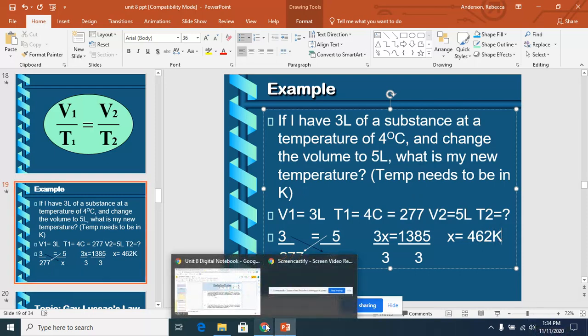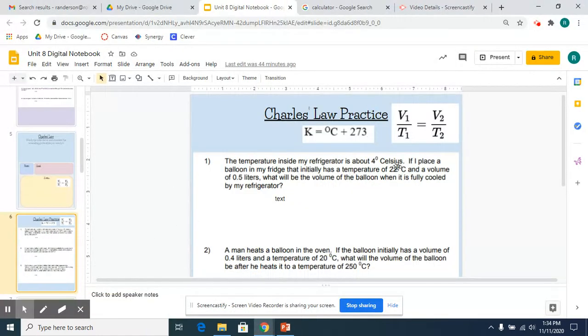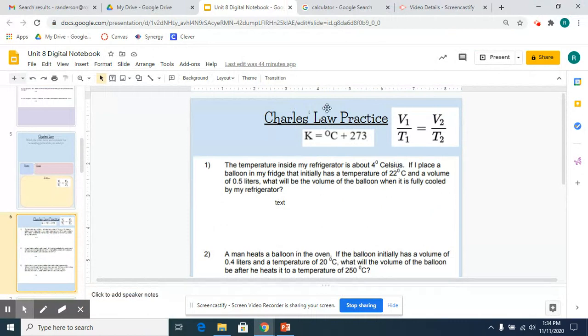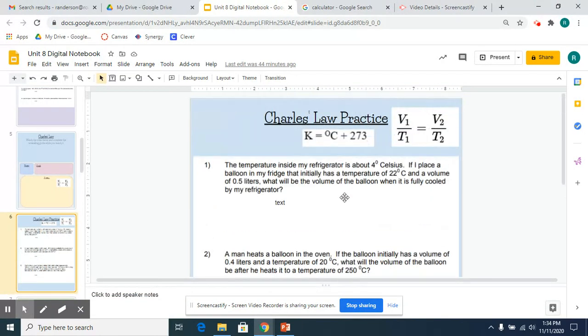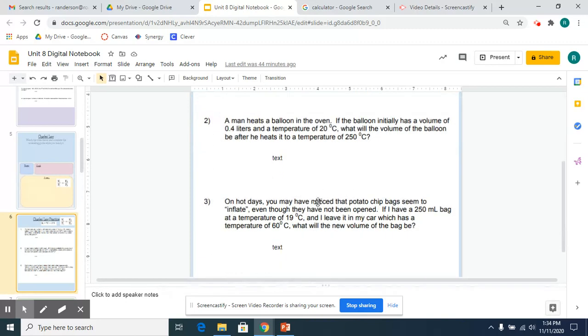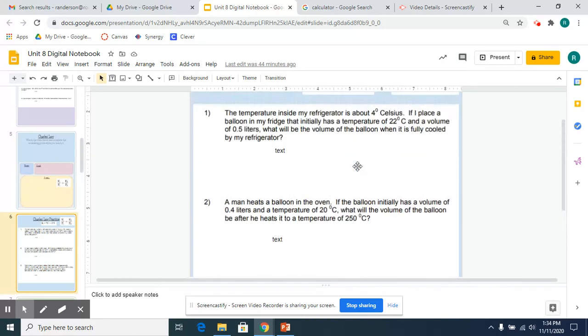Now, in your digital notebook, you have 3 problems to work on with this. I do have the formulas up top for you. Make sure you put your degrees Celsius in Kelvin. If it gives it to you in Kelvin, then you don't have to do anything, which I think all of these you do have to change to Kelvin. So if you have questions on this, if you need me to check your work, let me know and I will be happy to help.